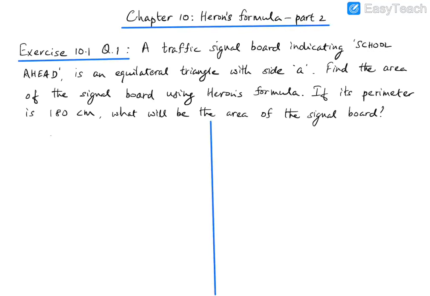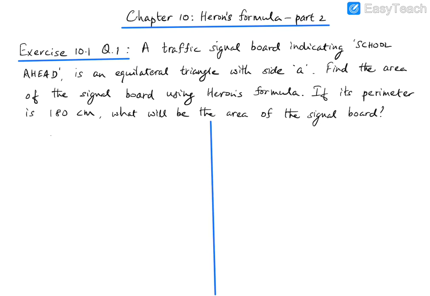We will now continue our discussion of chapter 10, which is on Heron's formula. As you may recall from the previous lecture, Heron's formula is used to calculate the area of a triangle given the sides of the triangle. Normally the area formula is half base into height. In situations where we do not know the height, and we know only the lengths of the three sides, Heron's formula comes in handy to calculate the area of the triangle.